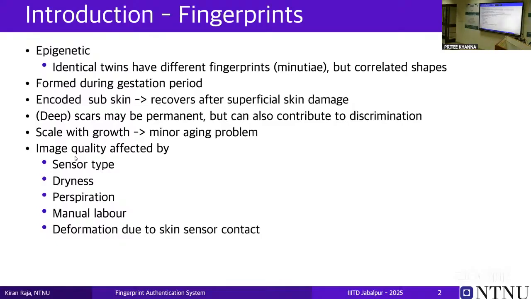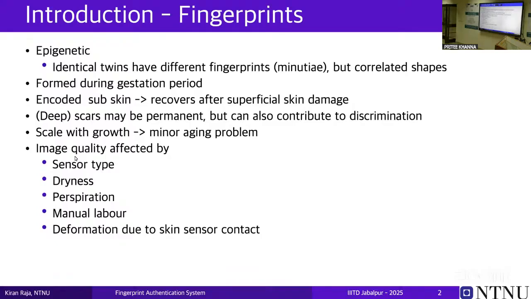So then we get introduced to fingerprints, and then we can continue to the attacks. First, one of the things about fingerprints is that they are epigenetic, which means identical twins have different fingerprints. They have similar shapes, but the minutiae will be very different. According to the studies documented so far, the fingerprint is formed early in the period of gestation, between pregnancy and post-pregnancy, and doesn't change.